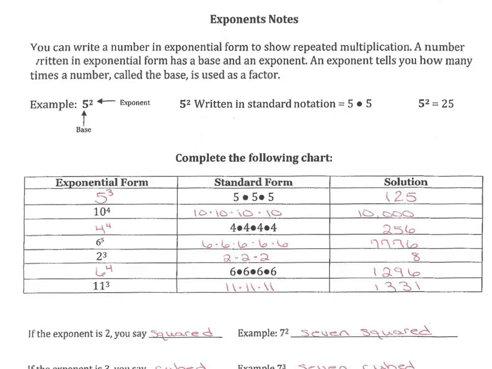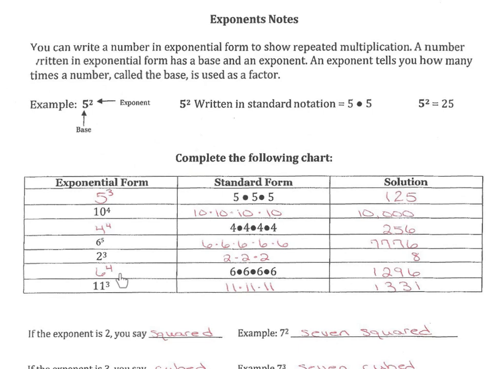So looking at the chart, exponential form is 5 cubed. The solution is 125. 10 to the 4th is written as 10 times 10 times 10 times 10, and it's equal to 10,000. 4 to the power of 4, or 4 to the 4th power, is equal to 256. 6 to the 5th power is equal to 6 times 6 times 6 times 6 times 6, which equals 7,776. 2 cubed is equal to 2 times 2 times 2, which equals 8.